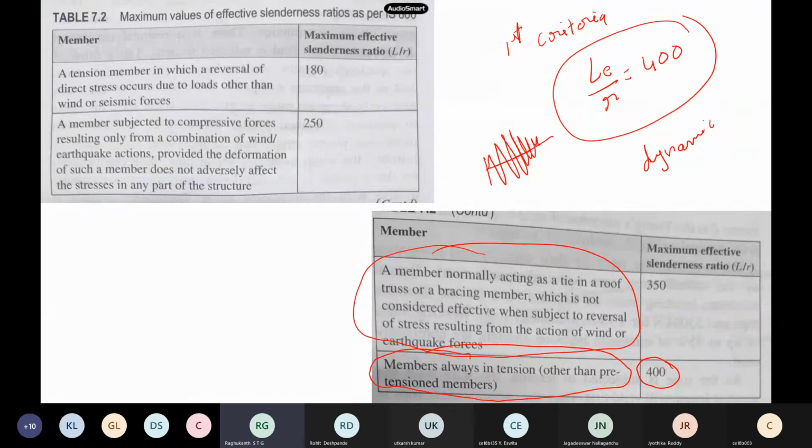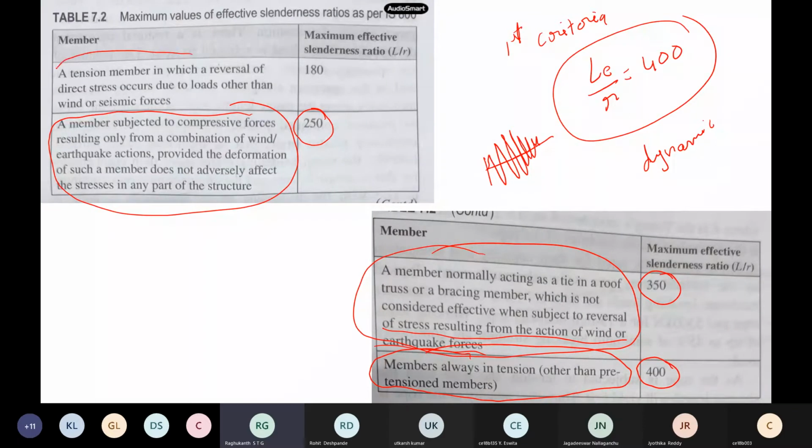But of course, earthquakes and winds are very rare events, they don't occur day to day. So if you have a truss or a bracing member subjected to reversal of stress resulting from the action of earthquake forces, they say the maximum slenderness ratio is only 350. Similarly, a member subjected to compressive forces resulting from a combination of wind and earthquake action, provided the deformation of such member does not adversely affect the stresses in any part of the structure, then the slenderness ratio should be 250.